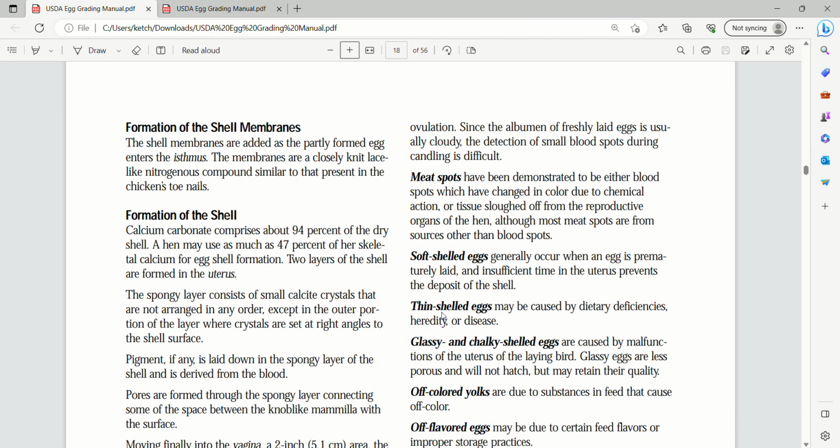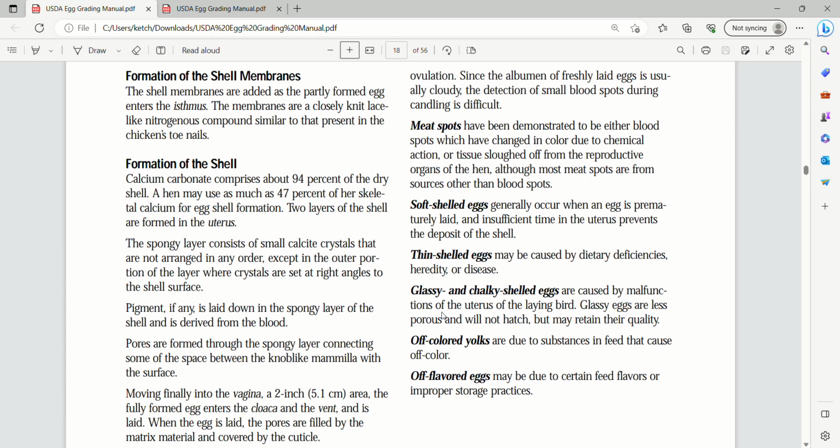Formation of the shell. Calcium carbonate comprises about 94% of the dry shell. A hen may use as much as 47% of her skeletal calcium for egg shell formation. 2 layers of the shell are formed in the uterus. The spongy layer consists of small calcite crystals that are not arranged in any order, except in the outer portion of the layer where the crystals are set at right angles to the shell surface.